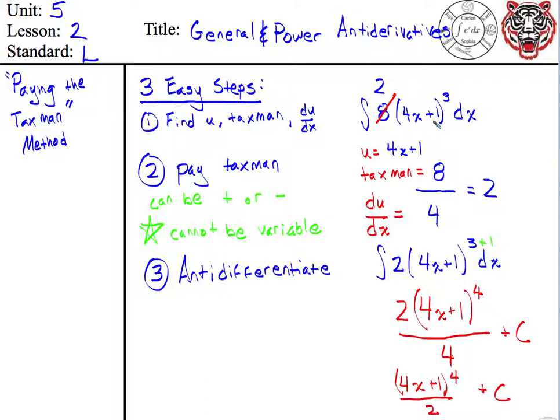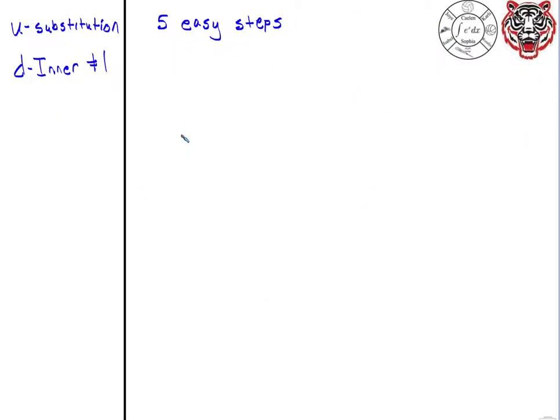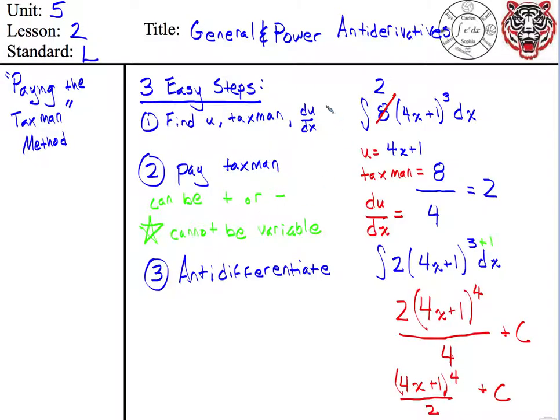It should have been: whenever the derivative of the inside is not 1, you can do paying the taxman or u substitution. Those are two different strategies. You'll probably do this one on the test. Please just do this one on the test.